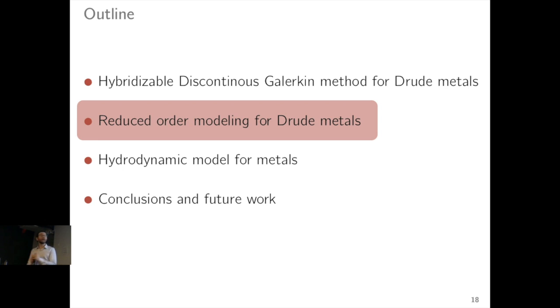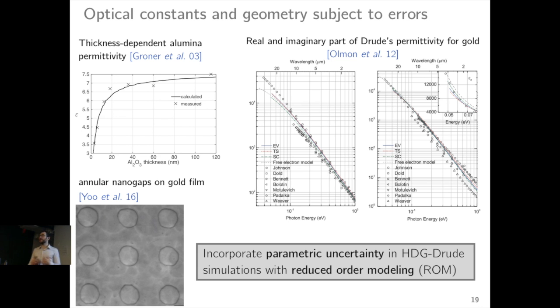Okay, let me now talk a bit about reduced order modeling. First of all, why do we even care to do reduced order modeling? Truth is that when one wants to do these kinds of plasmonic simulations, there are a lot of sources of uncertainty that one encounters. For instance, the alumina that we have been using to fill the gaps, we have been using this thickness-dependent permittivity constant for the alumina.